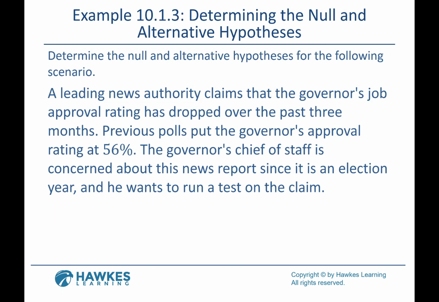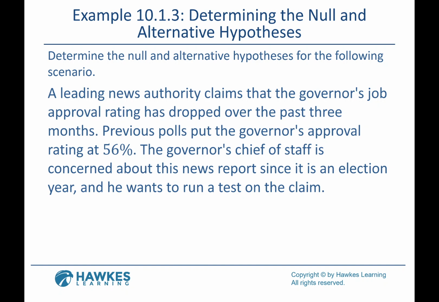Let's look at this one. This one says, a leading news authority claims that the governor's job approval rating has dropped over the past 3 months. Previous polls put the governor's approval rating at 56%. The governor's chief of staff is concerned about this news report since it's an election year. He wants to run a test on the claim. So what claim would the chief of staff be testing here? That the approval rating has dropped.